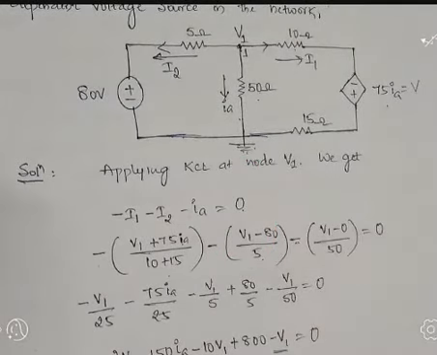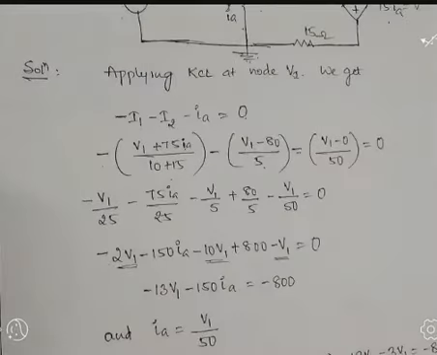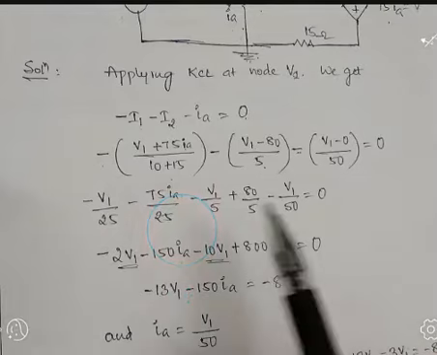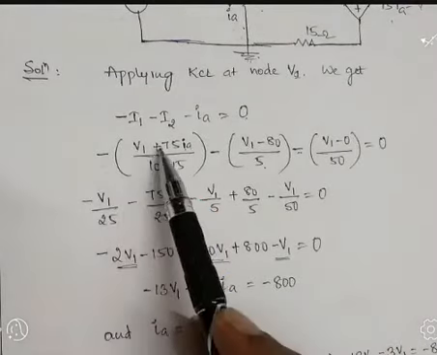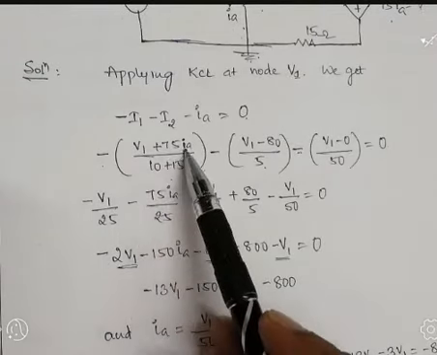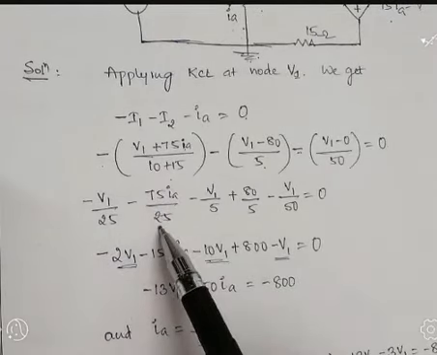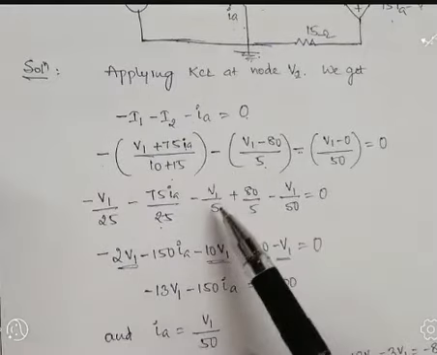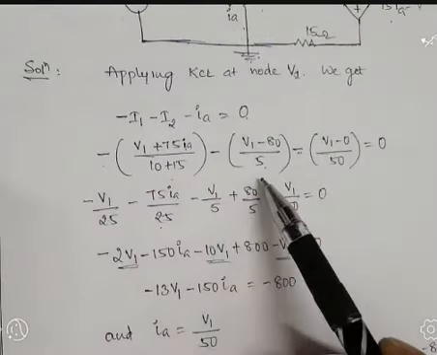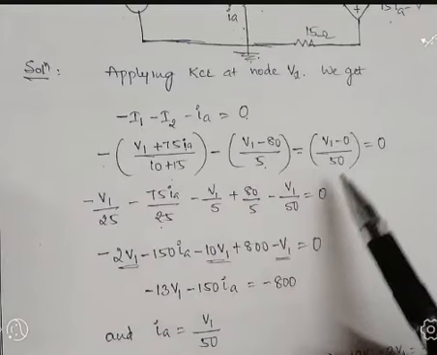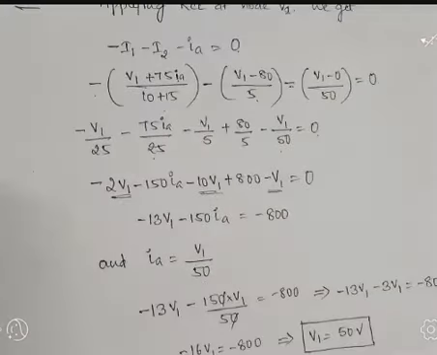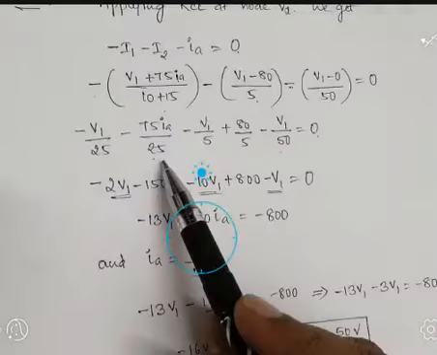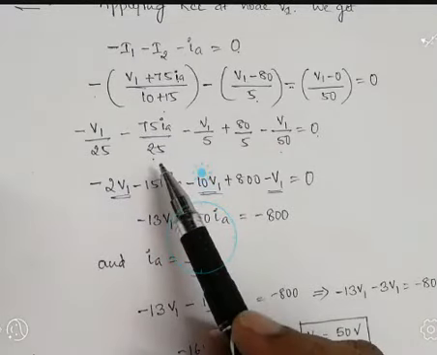Next step is simplification. So I will separate the terms, then I will take the LCM. Then simplification: minus V1 by 25, minus 75 IA divided by 25, minus V1 by 5, plus 80 by 5, minus V1 by 50 is equal to 0. So here we can see the LCM is 50. Make use of this LCM for all the values.